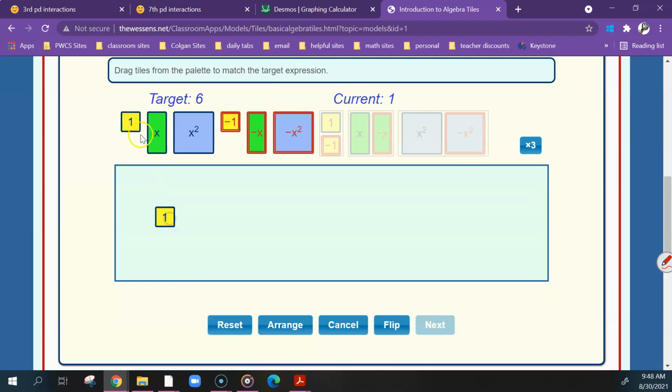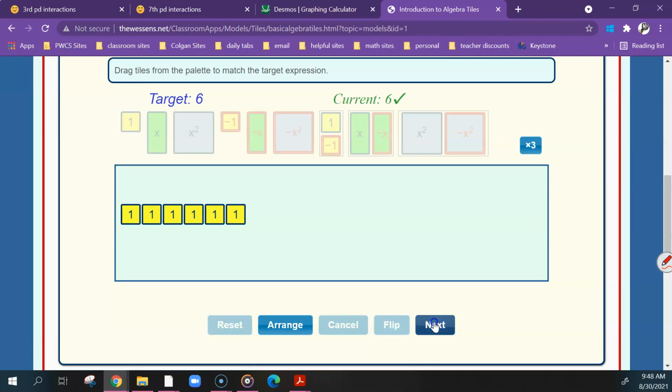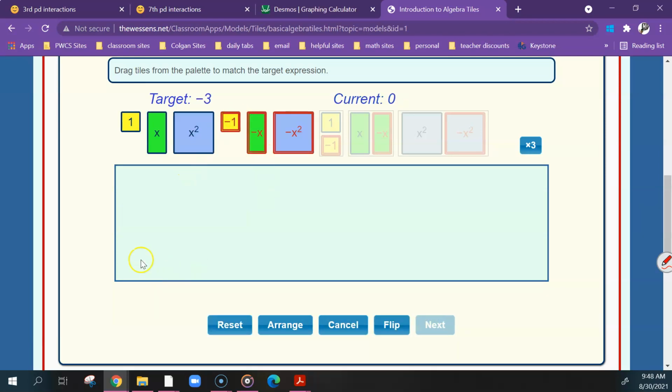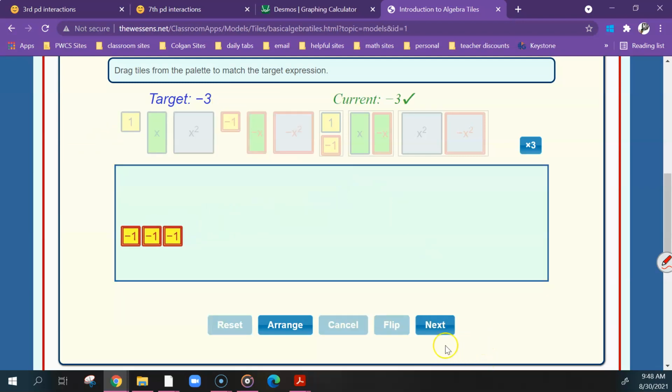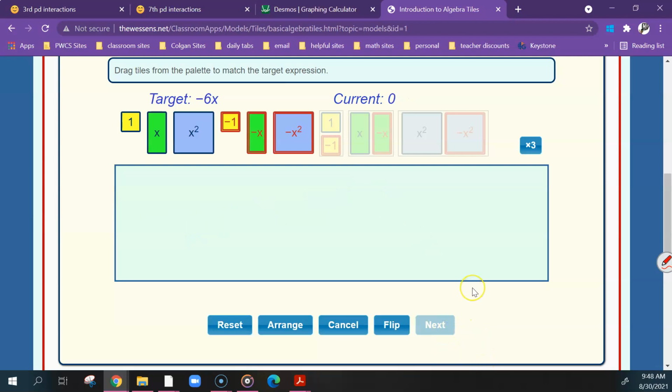Six would be the same thing, just 6 positive ones. Super slow. What about negative 3? Negative 1, 3 times.